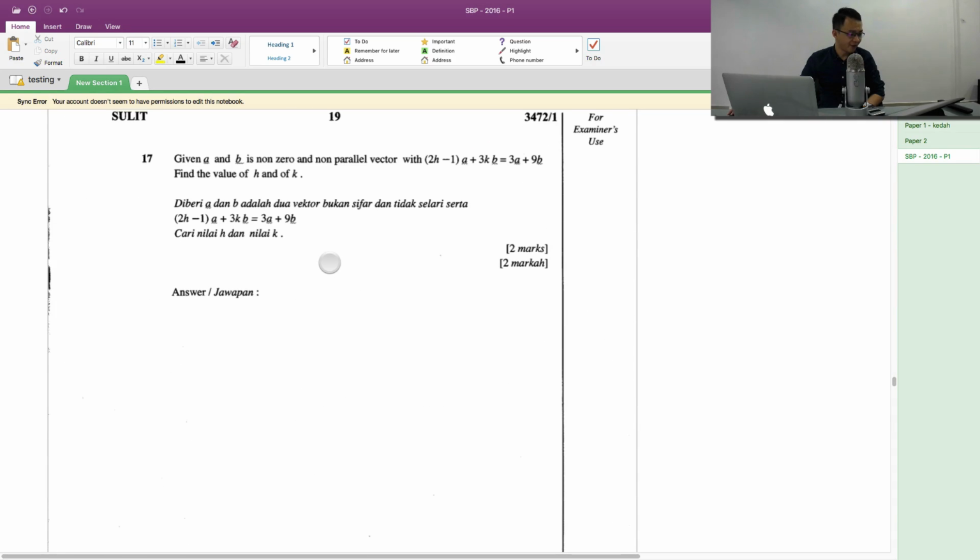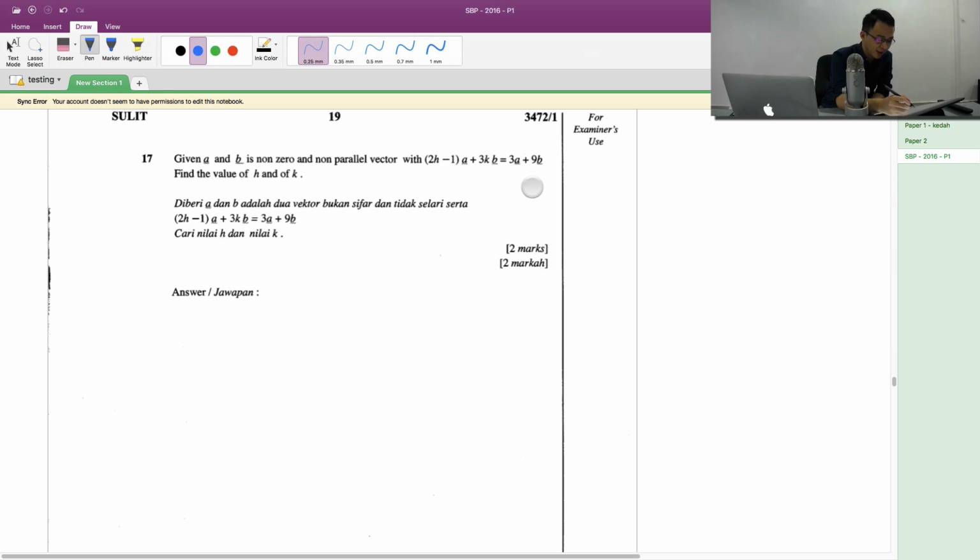Okay, for question 17. Given that A and B are non-zero and non-parallel vectors, we'll find the values of H and K. Non-parallel means A and B are not the same thing. Non-zero means A cannot be 0 and B cannot be 0. But we can still use the comparison, I guess.